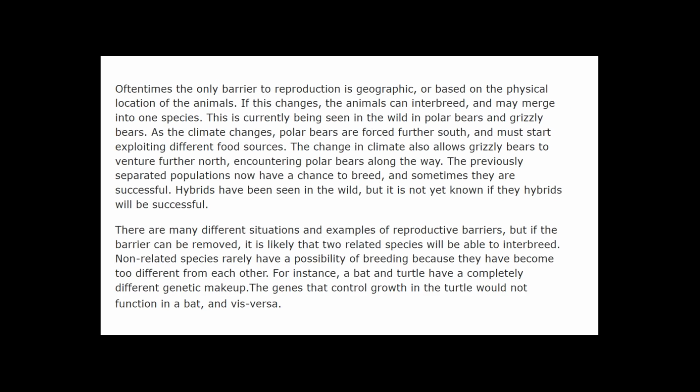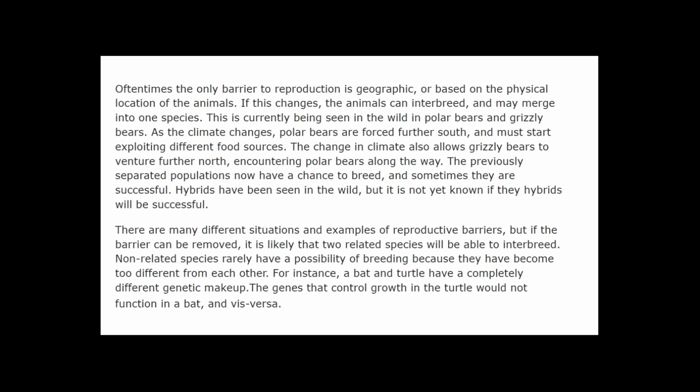Oftentimes, the barrier to reproduction is geographic or based on physical location of habitats. If this changes, the animal can interbreed and may merge into one species. This is currently being seen in the wild in polar bears and grizzly bears. Polar bears and grizzly bears live in different habitats, and now they're beginning to interbreed.